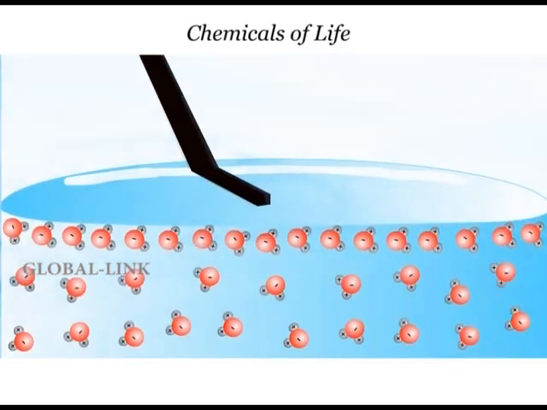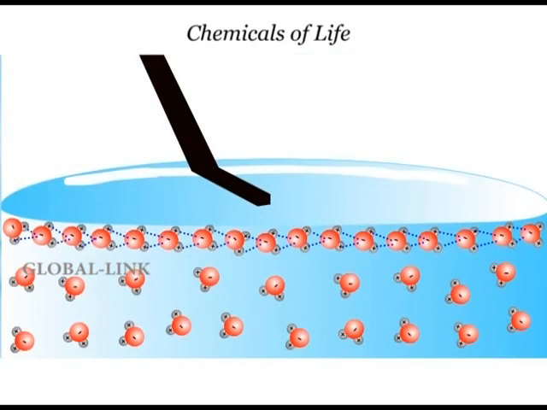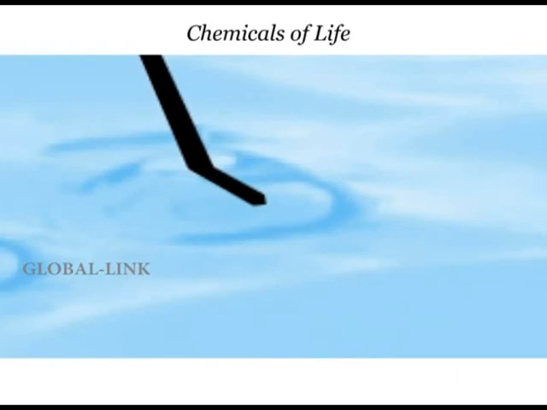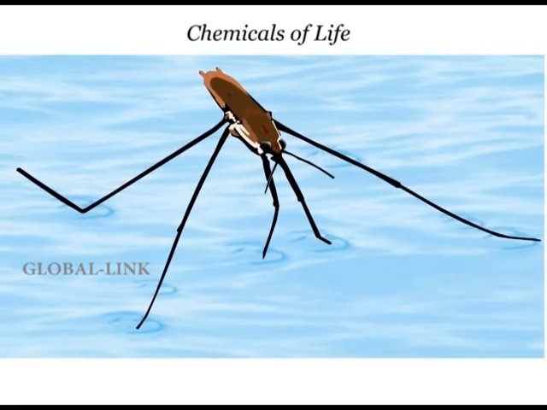Water also has very high levels of surface tension. Because water molecules at the surface are more strongly attracted to each other and to the air above, they cling tightly to each other. This surface tension explains why insects walk on water surfaces without sinking.